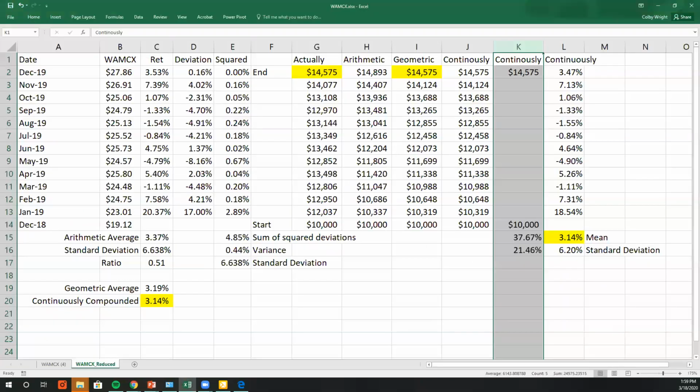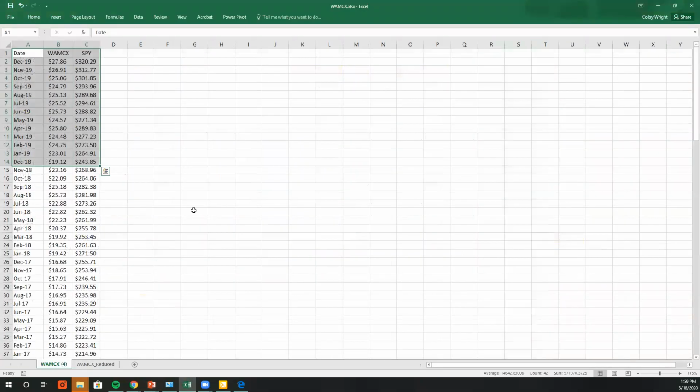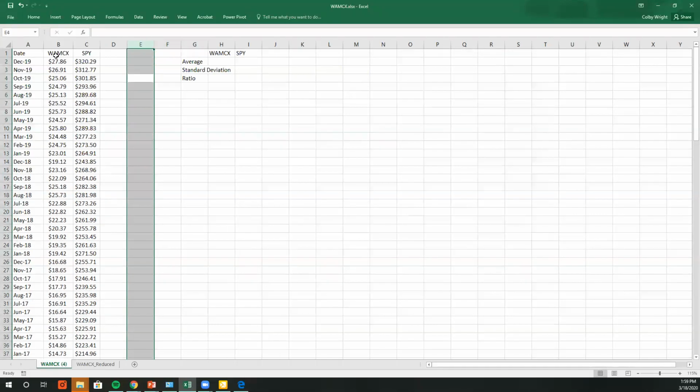So let me go back here. And by the way, now I have 10 years' worth of data for WAMCX and for the S&P 500 ETF. So what I want to do is calculate a few variables for each of these. I want continuously compounded average returns, but I'm just going to put average. I want the standard deviation, and then I want the ratio, and we're going to do a comparison.